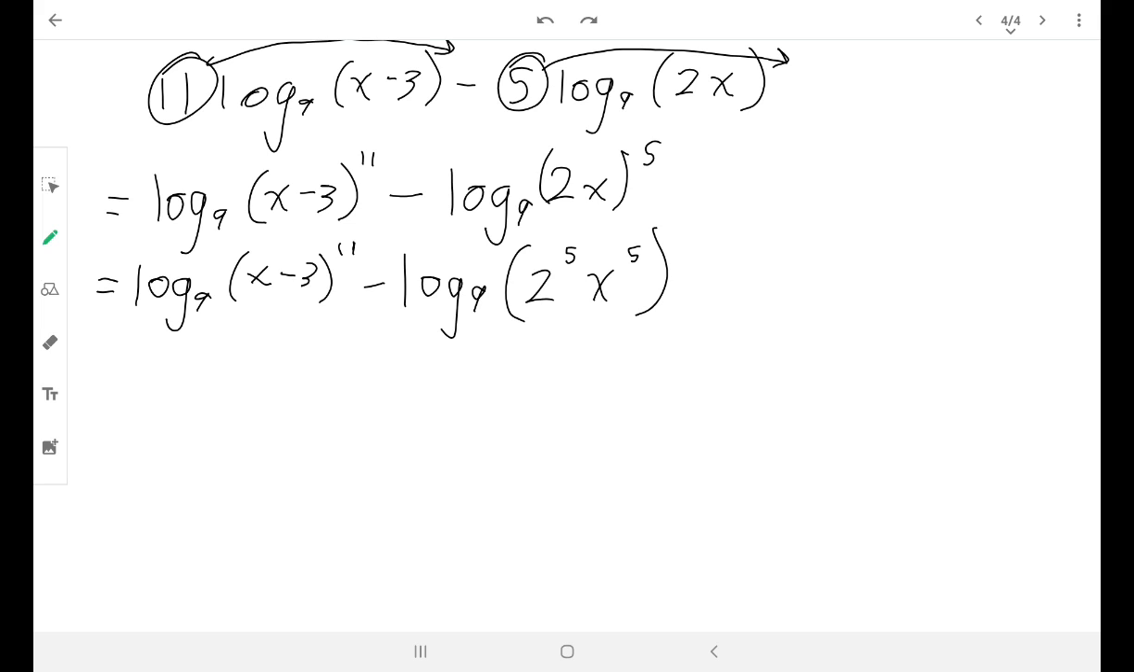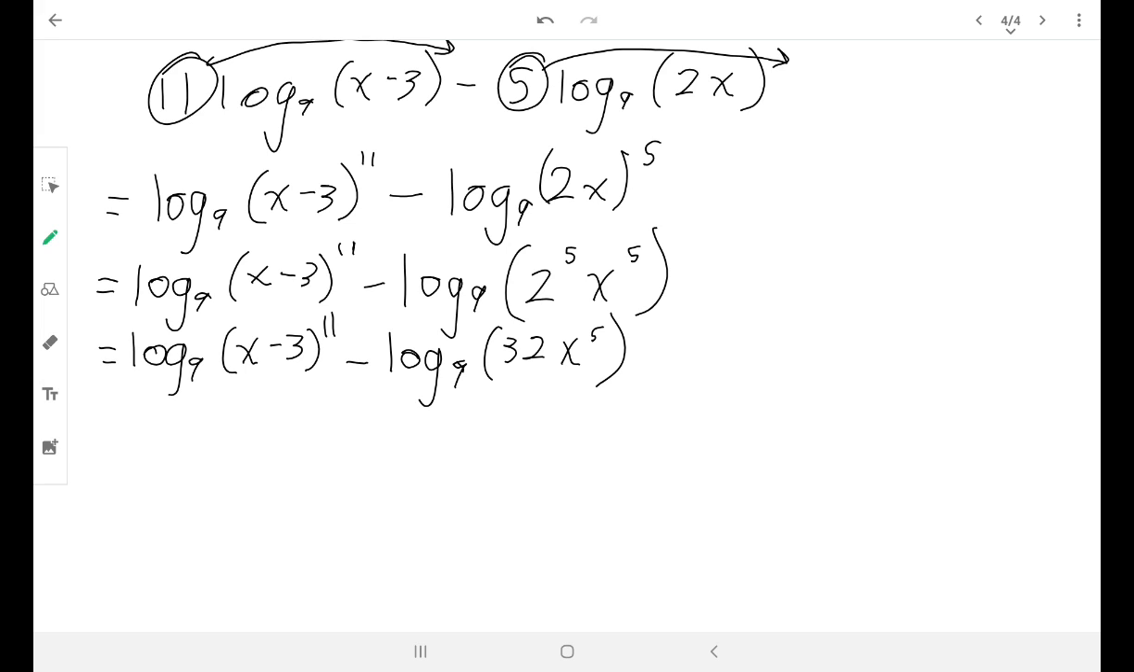32. So I can write this one more time as log base 9 of the quantity x minus 3 raised to the 11th power minus log base 9 of the quantity 32x to the 5th. So I'm just trying to do the things that I can see immediately. And now I've got this minus here.